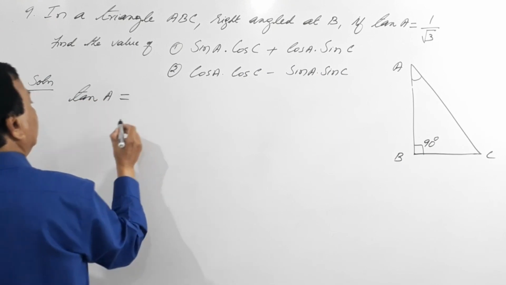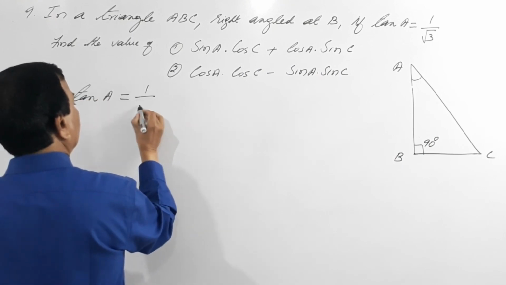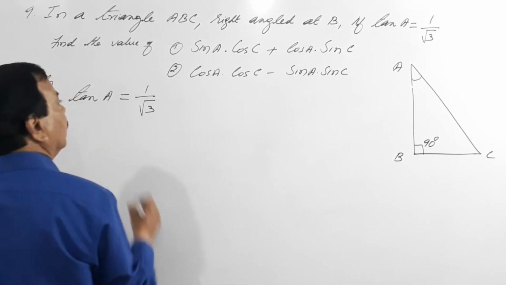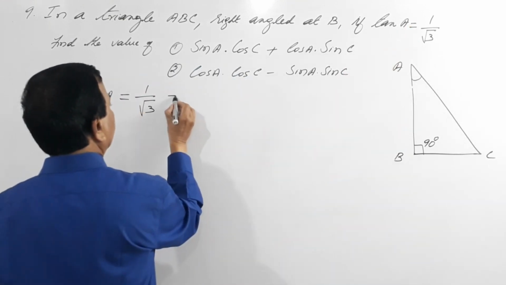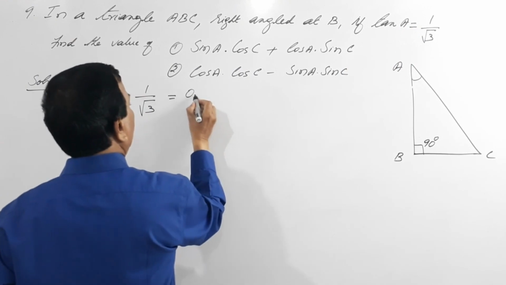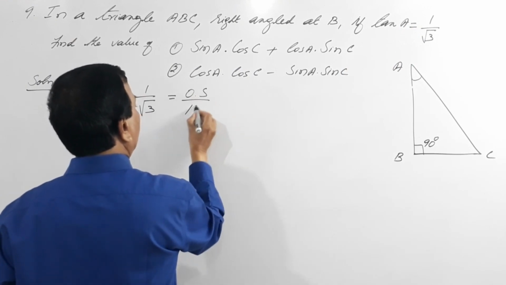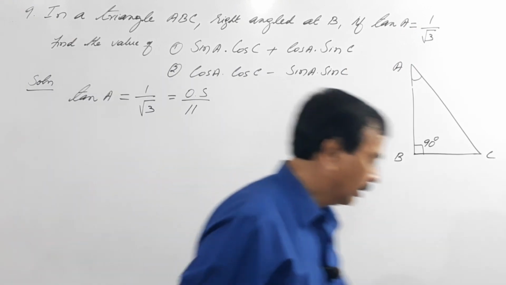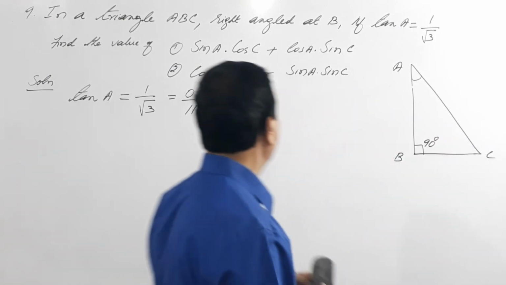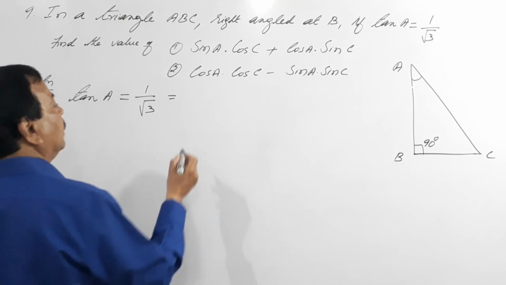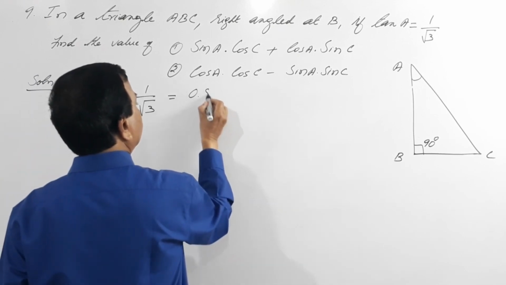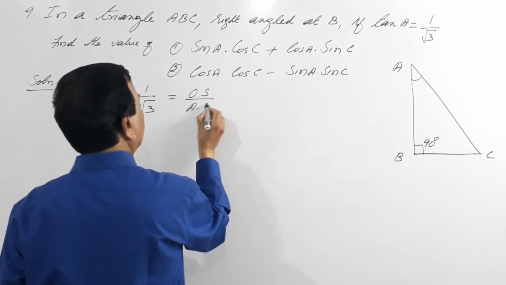Solution: tan A equals 1 by root 3. Yes, given tan A equals 1 by root 3. So what is tan theta? That is opposite side by adjacent side. Sorry, I always get only sin theta in my mind. So tan theta is what? Opposite side by adjacent side.